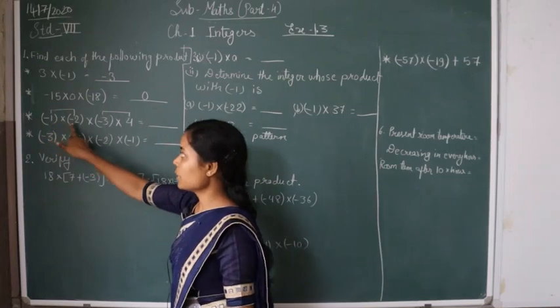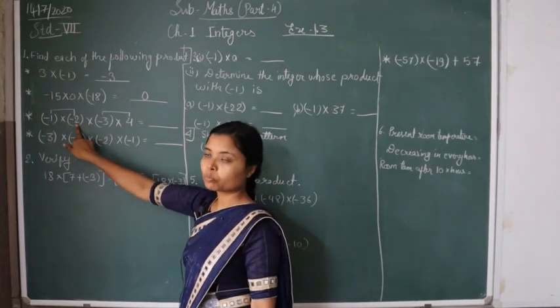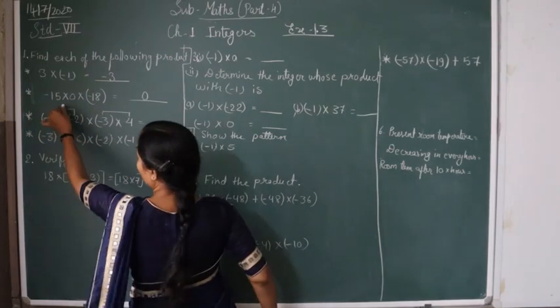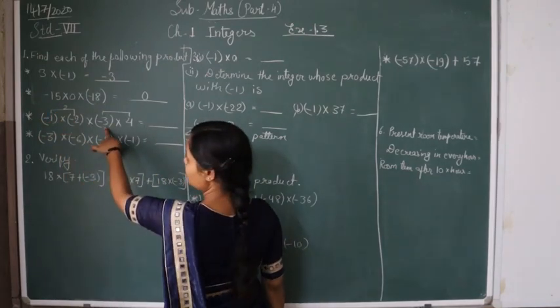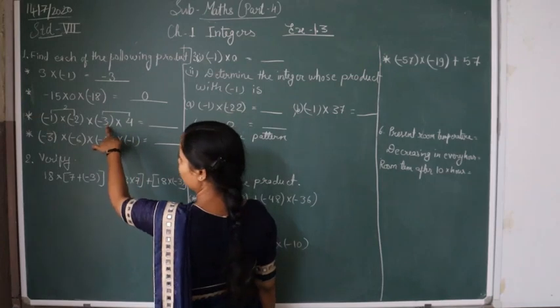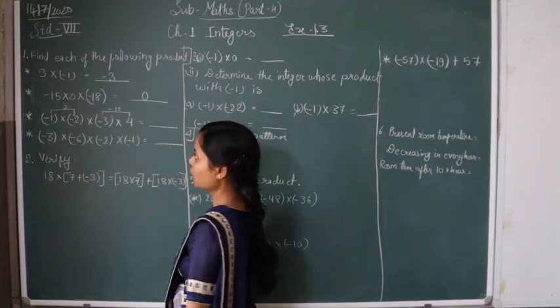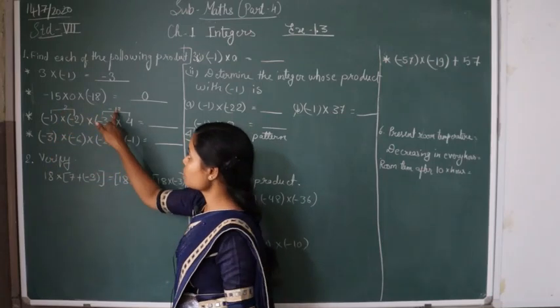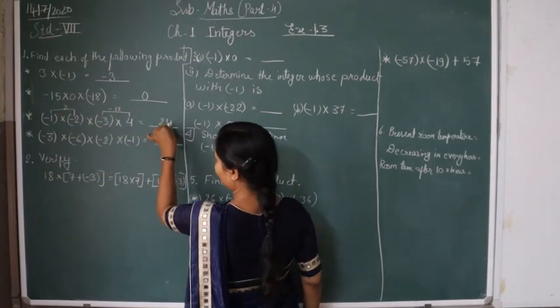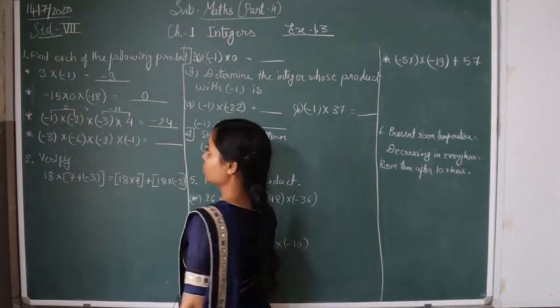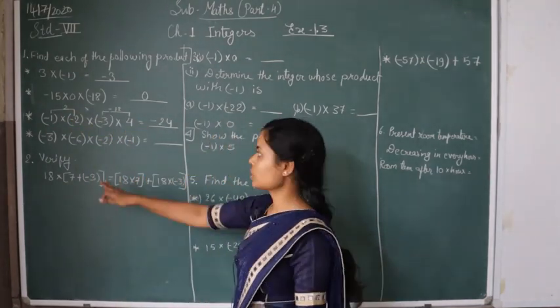Minus 1 is multiplied by minus 2. 1 2s are 2, minus minus plus. So we get here 2. And minus 3 is multiplied by 4. 3 4s are 12, and the symbol is minus plus minus. Now look at here. 2 12s are 24, and plus minus minus. So we have answer minus 24.